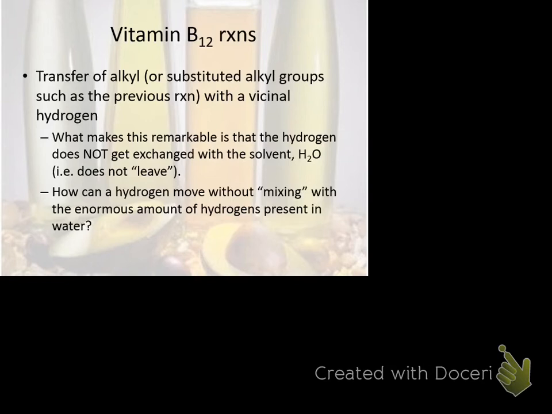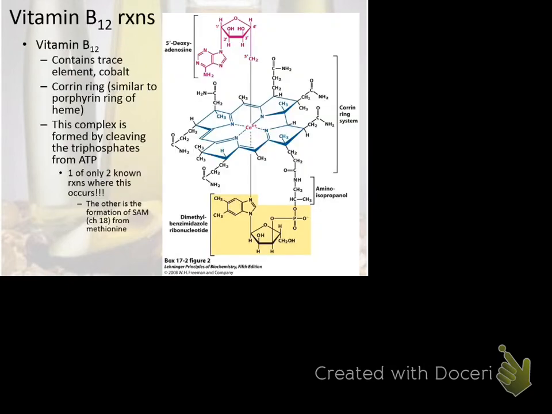And so instead, this is vitamin B12. It's huge, but it contains a trace amount of cobalt. And it's got a ring called the corrin ring, which is similar to the porphyrin ring of heme, except heme has what metal in the middle?